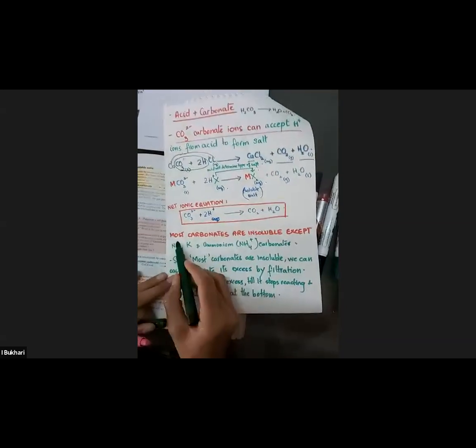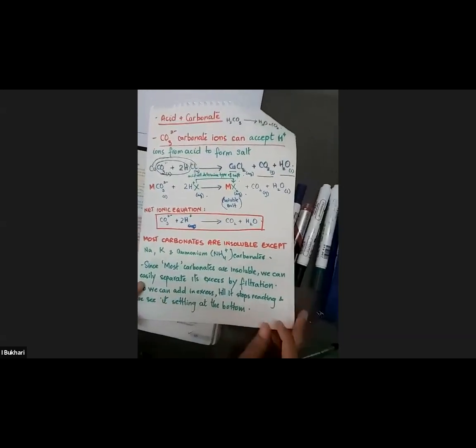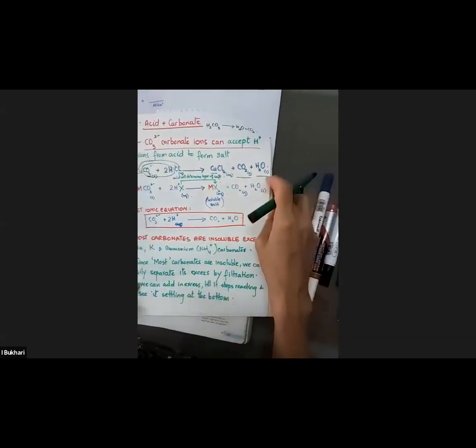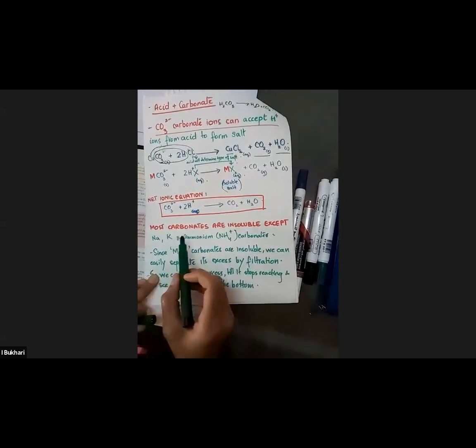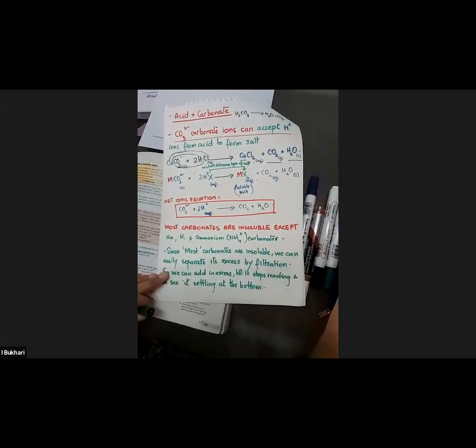Now, most of the carbonates are insoluble except for sodium, potassium, and ammonium carbonates. Now, the solubility of salts, I'm not sure if it is included for your exams, but nevertheless, it's helpful to remember. You remember group 1 and 2 metals are highly reactive and therefore their compounds will be highly soluble. Remember this, group 1 and 2 of the periodic table, along with ammonium.